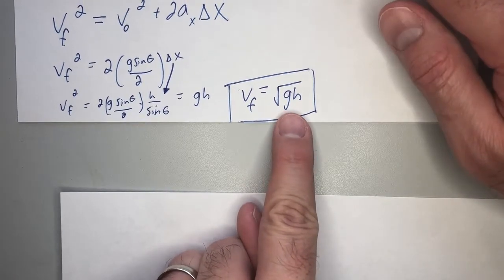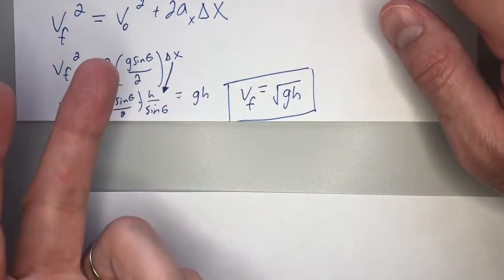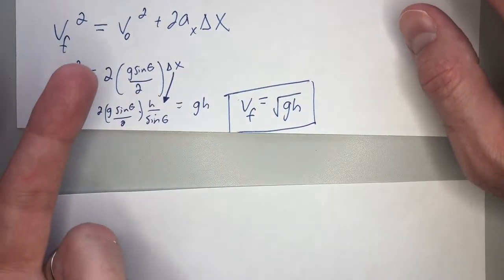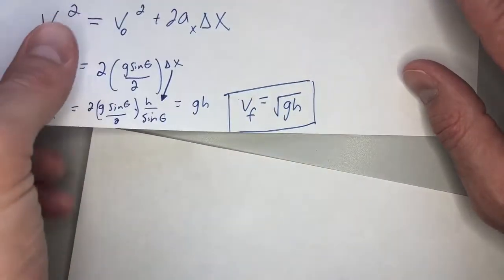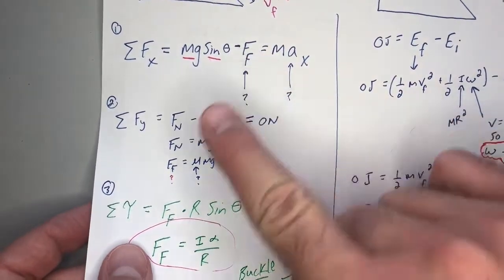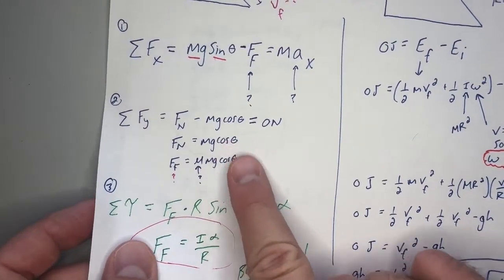I went kind of quick at the end, but I want to show you that's a lot of work. I wouldn't do that. What I would do is use the energy method. But if you want to recap that, we summed our forces in the x, we summed our forces in the y. This wasn't super helpful because it made us have another unknown.